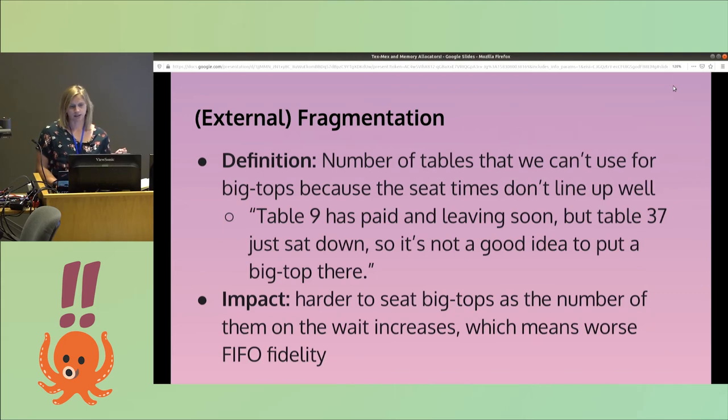External fragmentation is the number of tables that we cannot use for big tops because the seating times don't line up well. So if table nine has paid and they're about to leave, but 37 just sat down, we're probably not going to use that for a big top because we'd have to hold it until that party ordered and ate and left. And this impacts FIFO fidelity because it makes it harder to seat big tops, in particular as the number of them on the wait increases and we have fewer options to put them at.